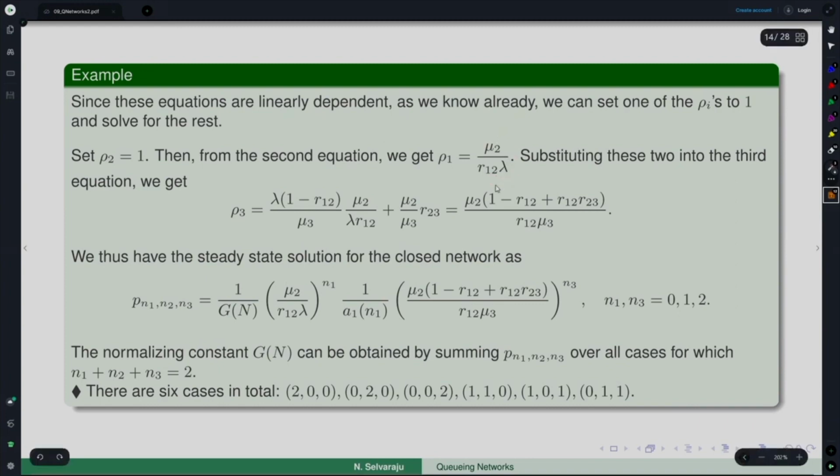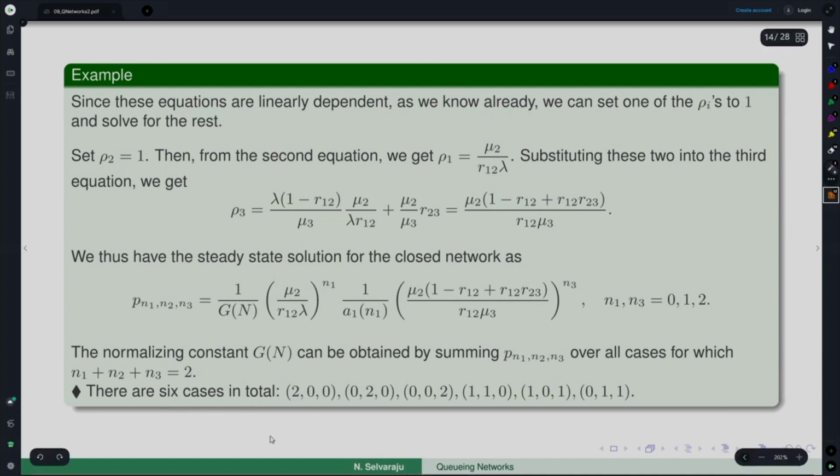That is what it will come out to be, because there is no guarantee that it might come. Okay. So, once we have this, then we have the steady state solution of the closed network, which is given by this, where g of n can be obtained by summing over this quantity over all cases for which n1 plus n2 plus n3 equal to 2, because there are total 2 customers overall in the network.